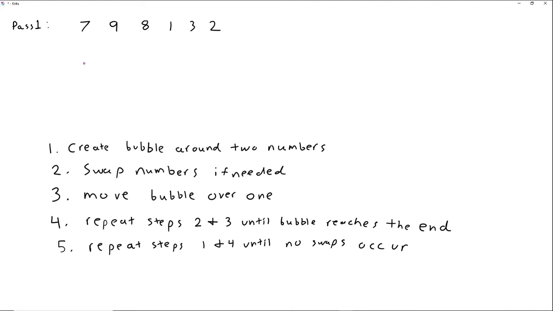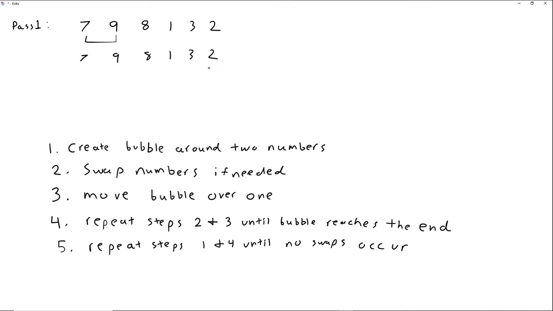Alright, so let's go ahead and go over an example. This is going to be our unsorted list that we want to sort using bubble sort. So the first thing we do is create a bubble around the first two numbers, the 7 and the 9. We will then swap the numbers if needed. The 7 and the 9 are already in sorted order, with the 7, the first number, being the lowest, and the second number, the 9, being the highest. So this would give us the same order.